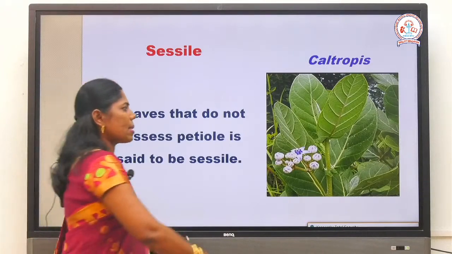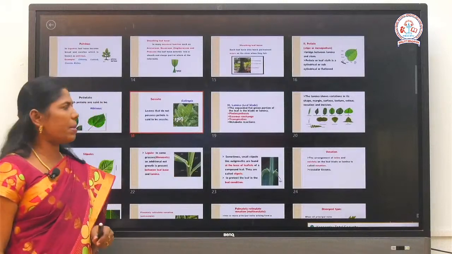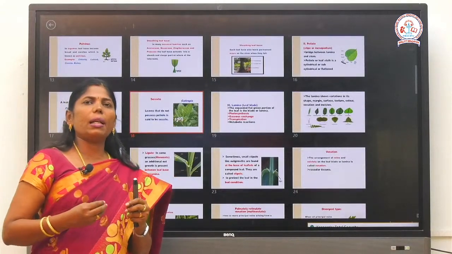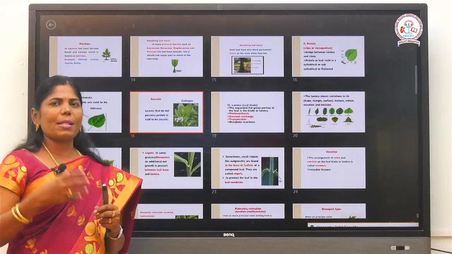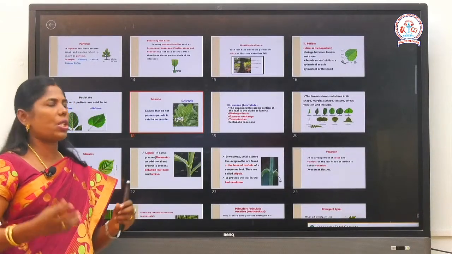What is sessile and petiolate? If you learn these terms very well here, you can easily apply them in taxonomy. Taxonomy is the classification of plants.